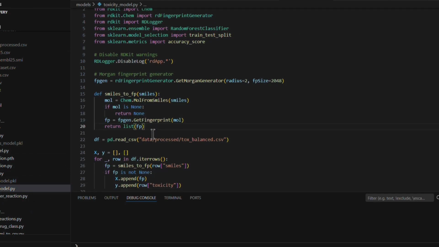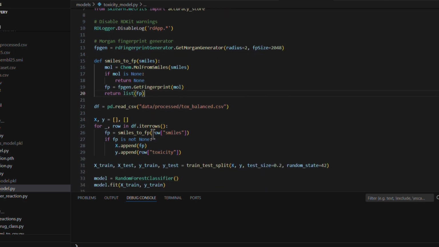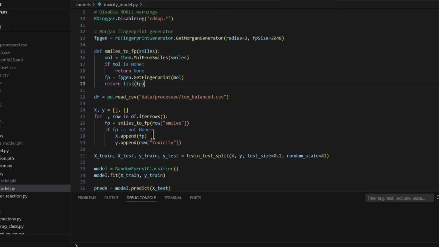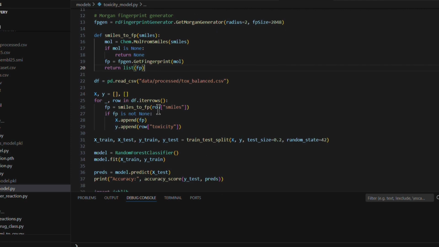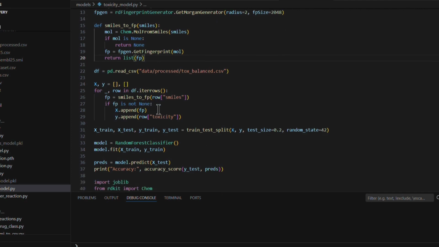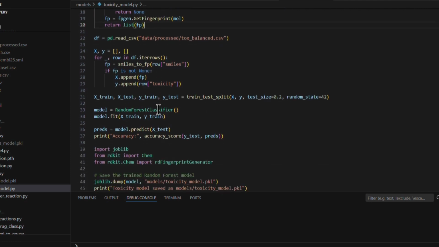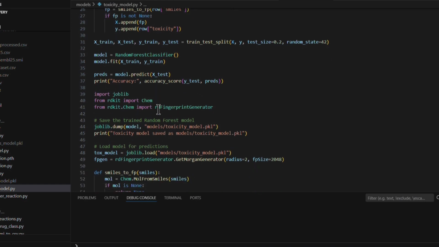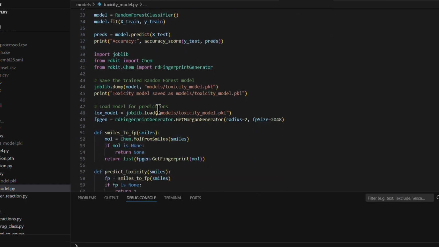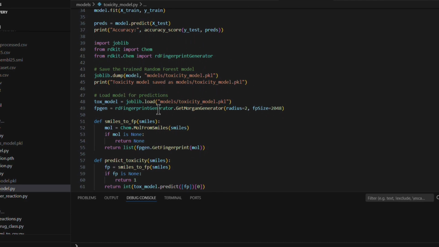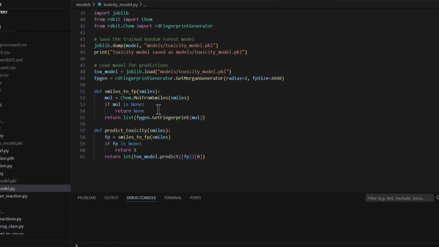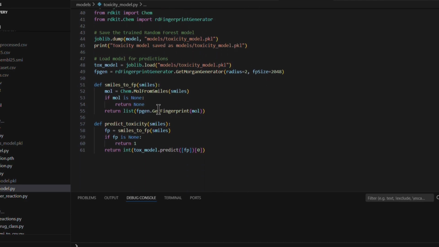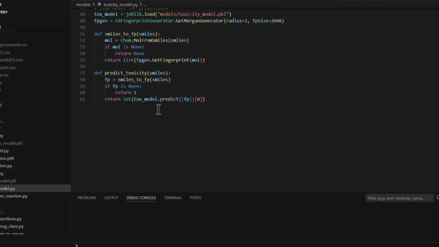Coming to this code, it is used to predict whether a molecule is toxic or not using an ML model. It converts the molecule's chemical structure into numerical fingerprints using RDKit. A random forest model is trained on this data to learn toxicity patterns. The trained model is saved and later loaded to make predictions on a new molecule. Finally, given a SMILES input, it outputs whether the compound is toxic or non-toxic.